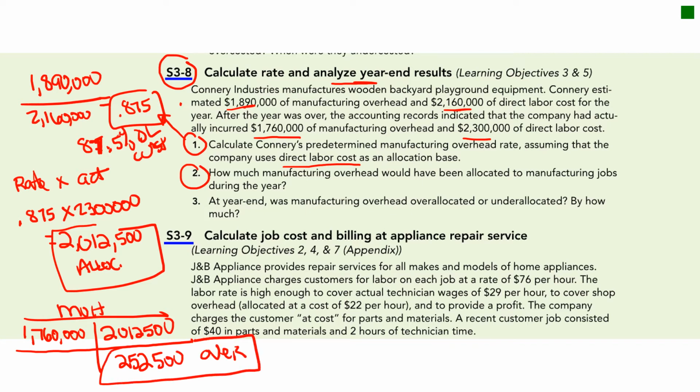Looks like you've got some work to do because that's not very accurate. You probably want to be a little bit closer to actual. That could affect pricing, that can affect customers, that can affect a lot of things. So again, just in terms of answering the questions, the rate is 0.875, allocated overhead is $2,012,500, actual is $1,760,000. The difference, we're over allocated by $252,500.